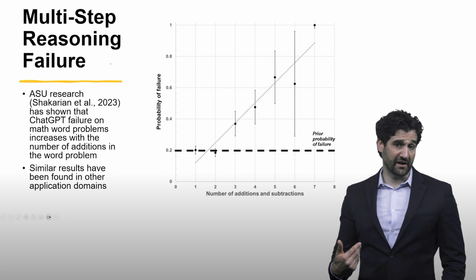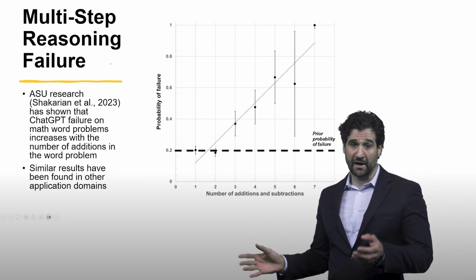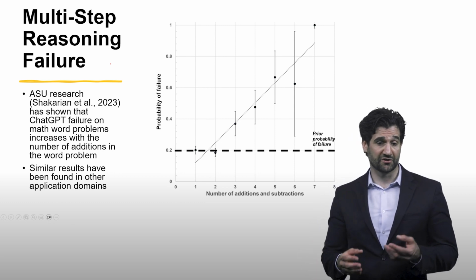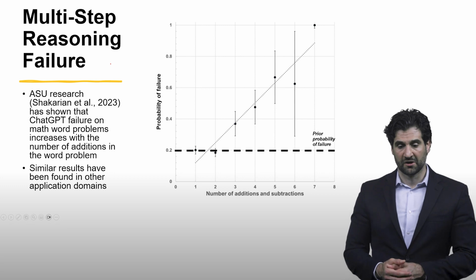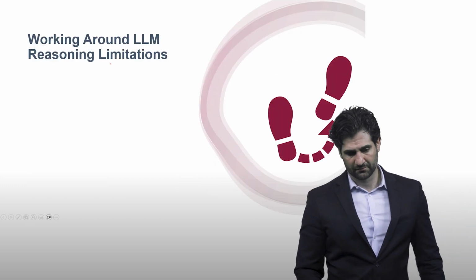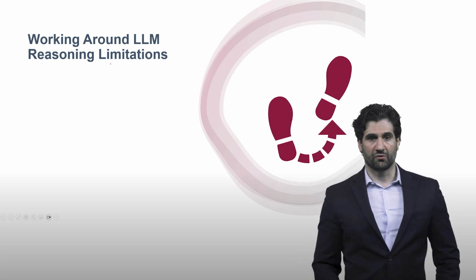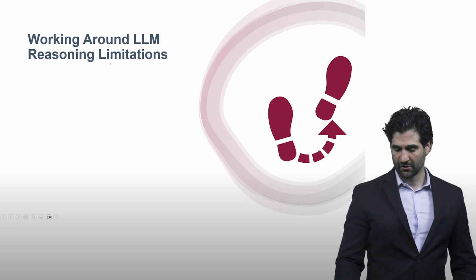And when you think about an algebra problem, when you take multiple steps in solving that problem, addition and subtraction operations, that's one of the places where your steps tend to get divided up. And this is where failure occurs. So, large language models have trouble reasoning. How can we work around this?